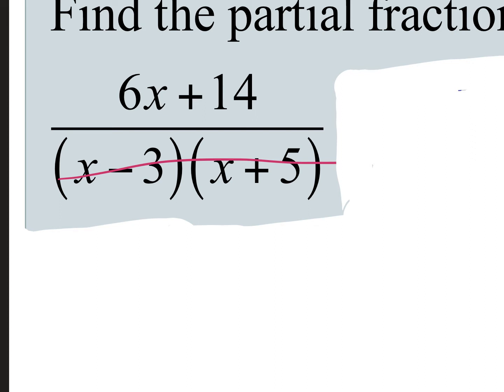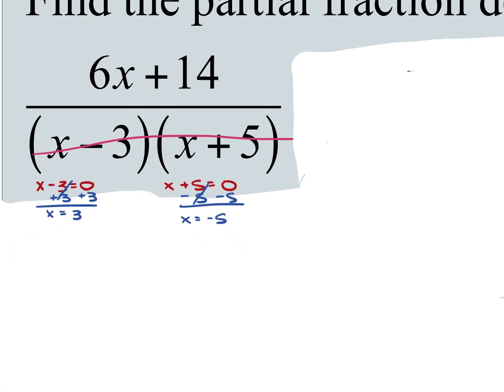So the first thing that I would do here is I would take each of these parts in the denominator and I would set them equal to 0. From here, I'm going to move the 3 over by adding it to both sides, and we get that x is 3. And then we move the 5 over by subtracting it from each side, and we get that x is negative 5. From here, we're going to actually use that part later on. We have two different parentheses that this factors out to be.